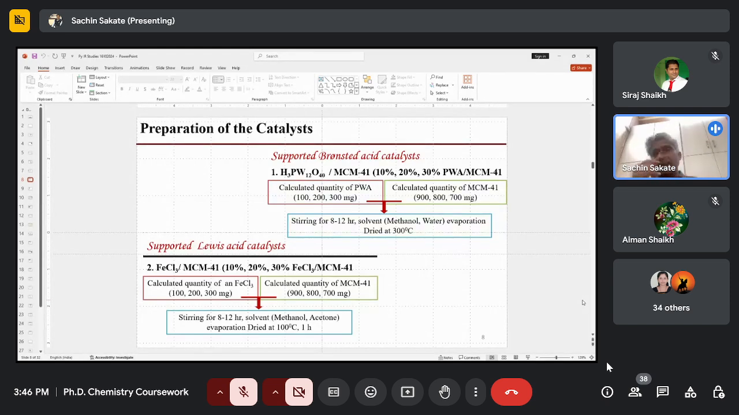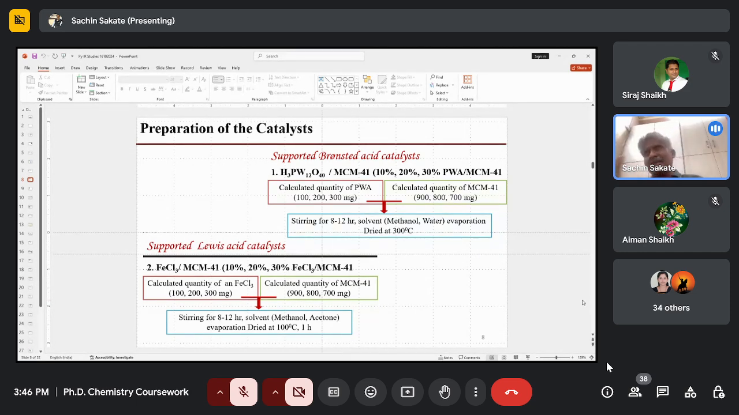So again, the calculated quantities of the active species and the support are mixed together for 8 to 12 hours in methanol and dried at about 100, 200 or 300 degrees centigrade as per your requirements. Another point: the method I have shown is called the wet impregnation method.